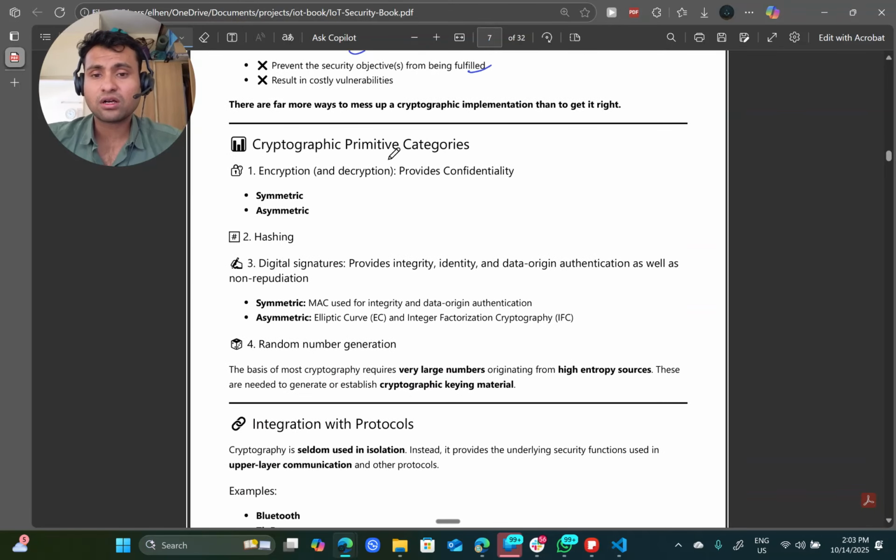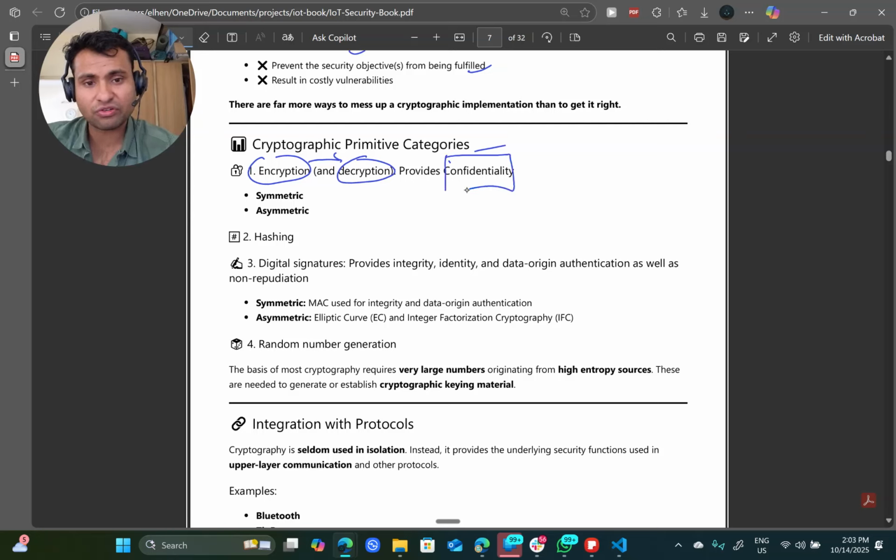So there are cryptographic primitive categories. Obviously, the most famous one is encryption, and along with encryption there is always decryption. This ensures confidentiality. There are two types of encryption: symmetric and asymmetric. We'll go through them later. Then comes hashing, which we'll be using in combination with encryption, decryption, signatures, etc. So that is another very important primitive, hashing.